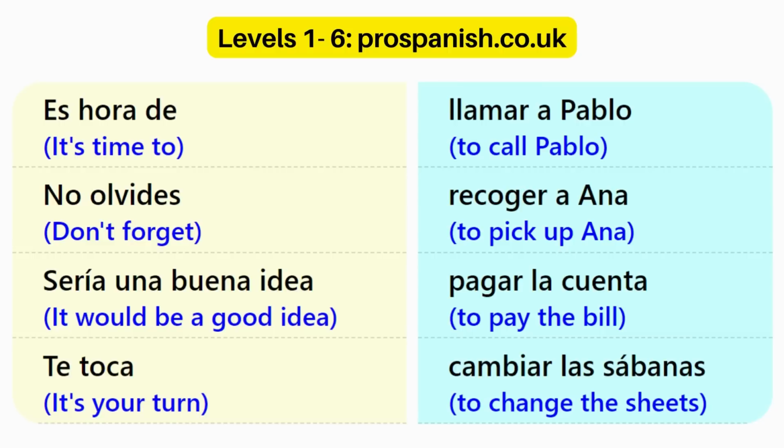Okay, let's go to the first column now. It's time to. Es hora de. So hora is like hour, the hour, 1 hour, 2 hours. So it's the hour to. It's time to. Es hora de. It's the hour of something. Next we have don't forget. Don't forget is no olvides. It's a really useful phrase. No olvides, don't forget to do whatever.